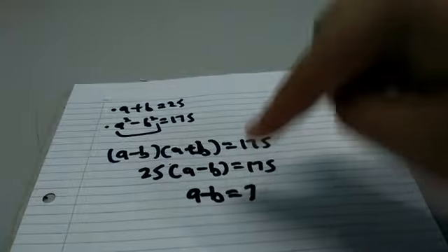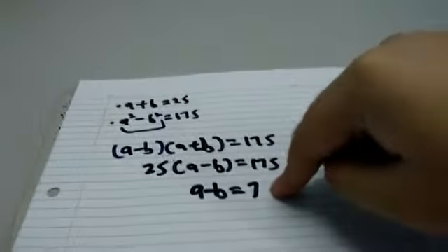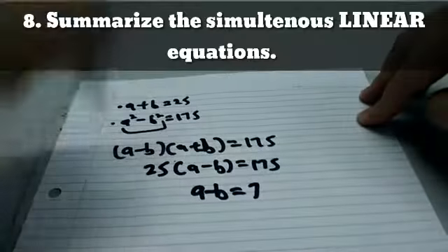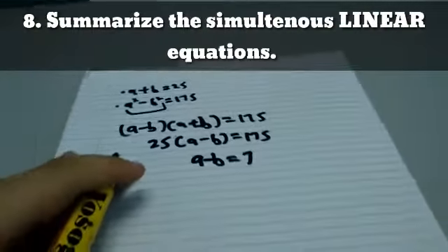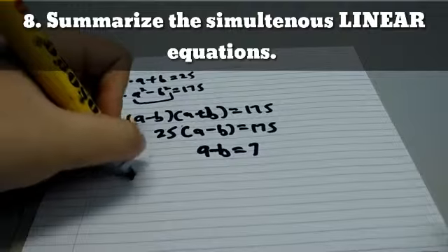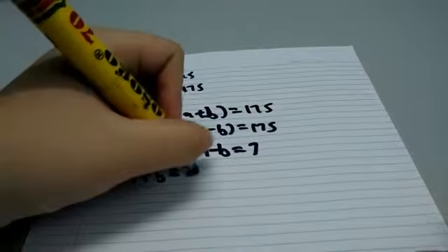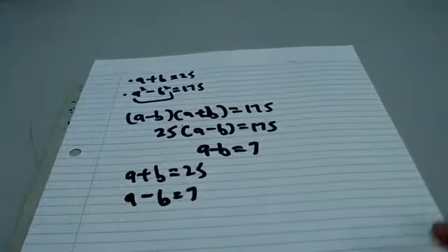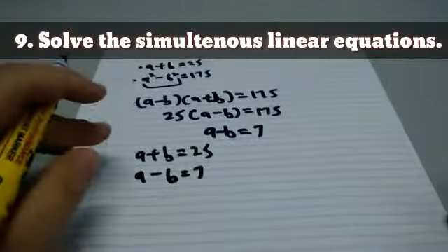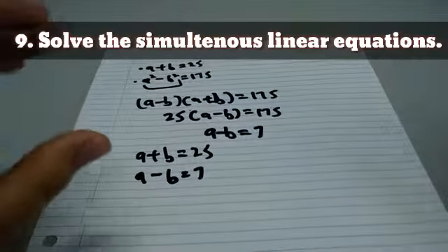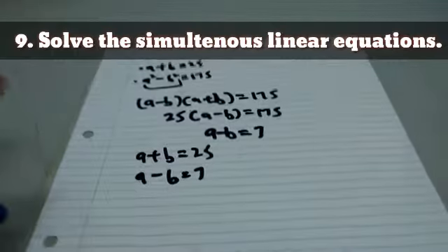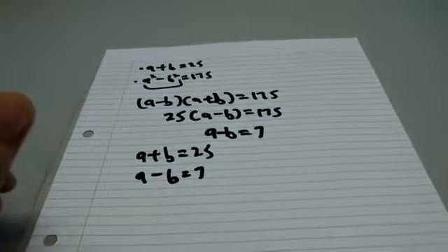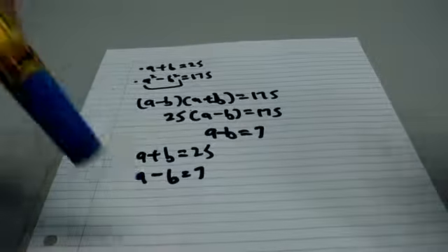We have made the non-linear equation become a linear equation. So let's rewrite down the simultaneous equation: a plus b is equal to 25 and a minus b is equal to 7. We can use either the substitution or elimination method, but for me, I can use the elimination method because there was an opening.